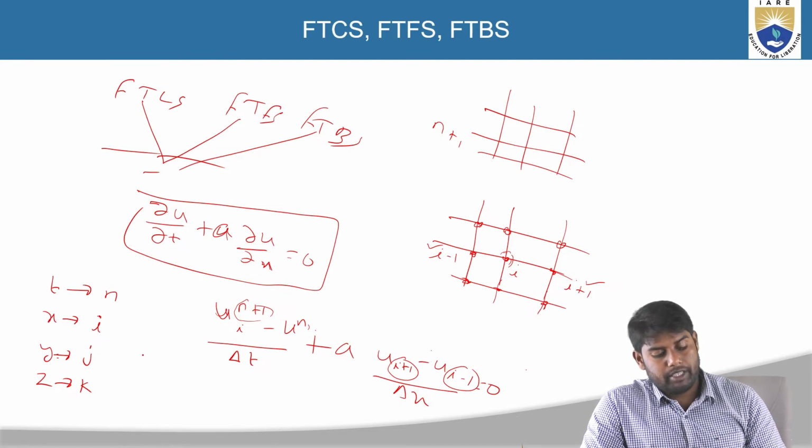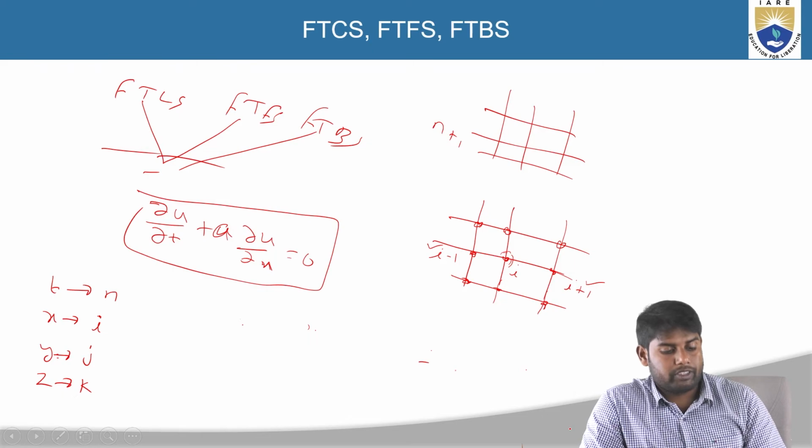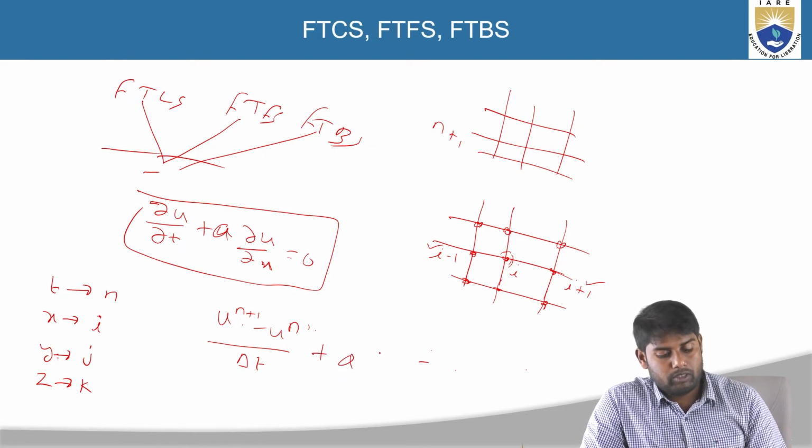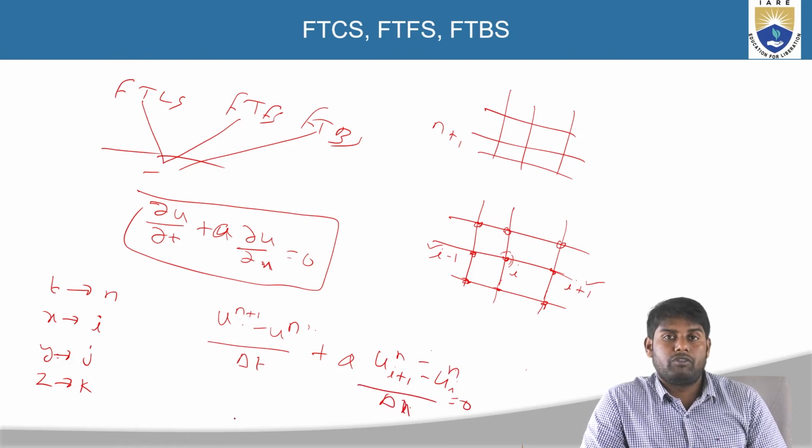Next we have FTFS. It says forward in time, which is u of n plus 1 minus u of n divided by delta t, the same forward in time, but with forward in space: u of i plus 1 to the power of n minus u of i to the power of n divided by delta x is equal to 0. So this is what we have.